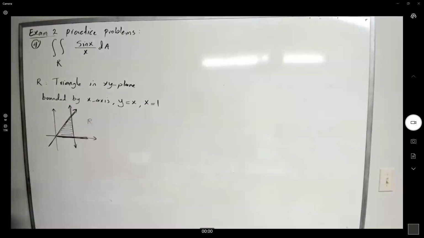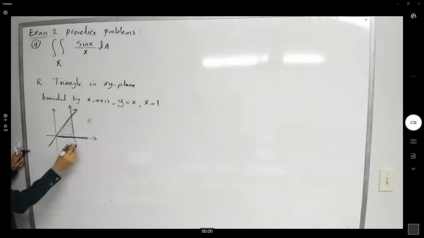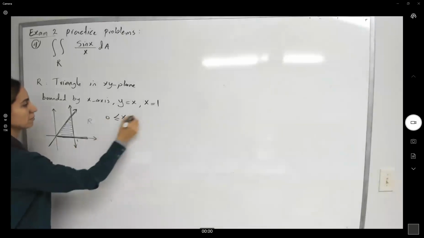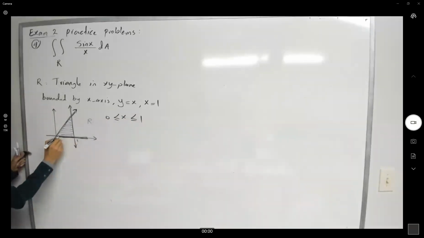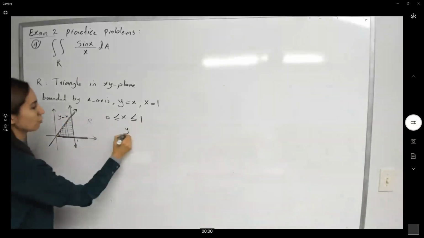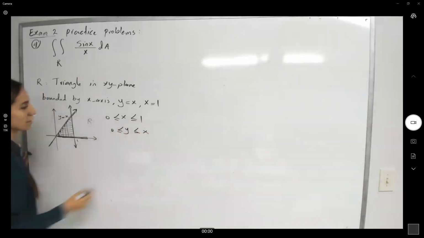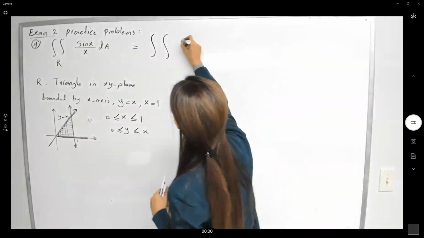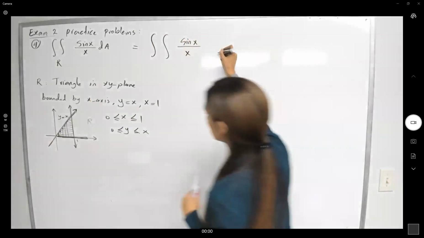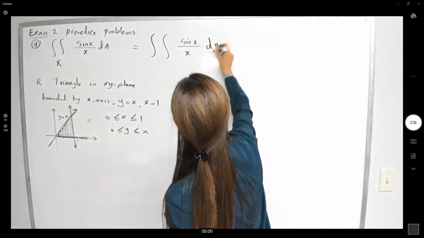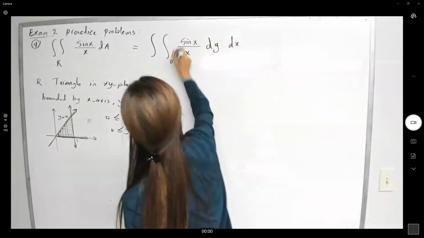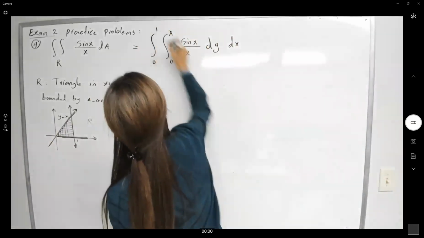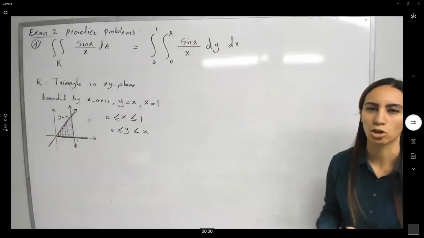Well, you might say that my x is bounded obviously between 0 and 1. And my y takes its smallest value, and then it takes the maximum value at this line. So my y is bounded between 0 and x. So if I set it this way, I'm going to convert this double integral of sine x over x, then dy dx. My y is bounded between 0 and x, my x is bounded between 0 and 1, and it helps me to calculate this integral easily.